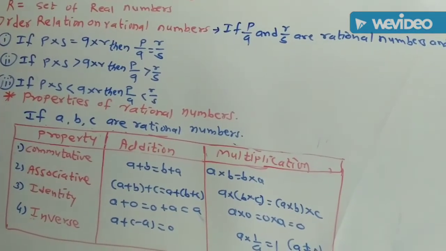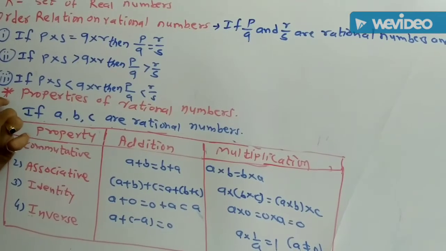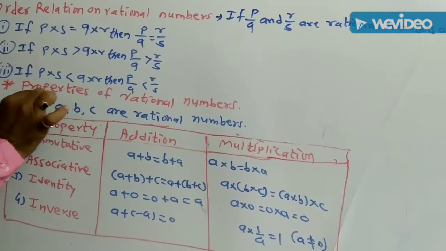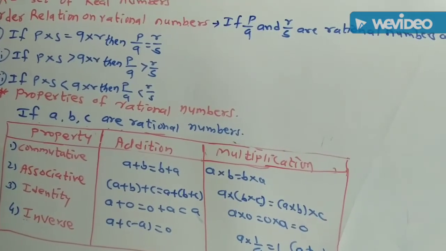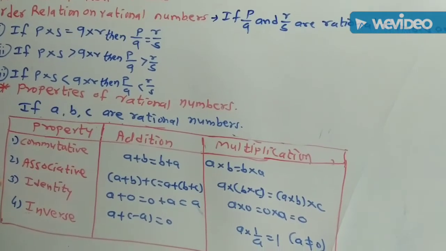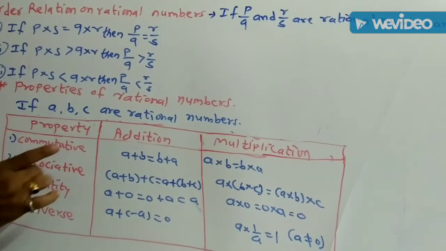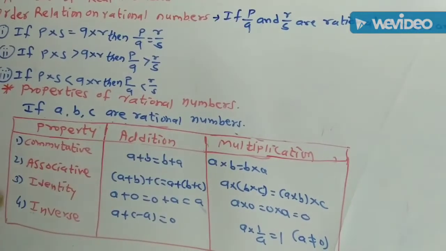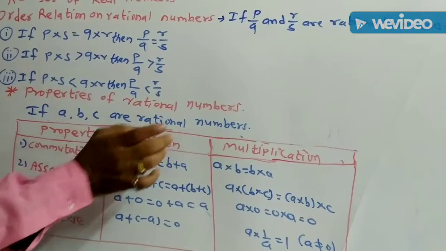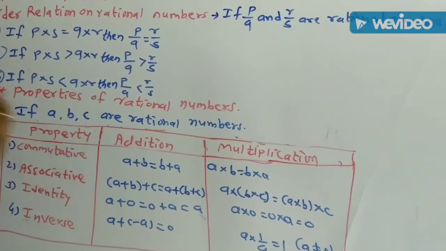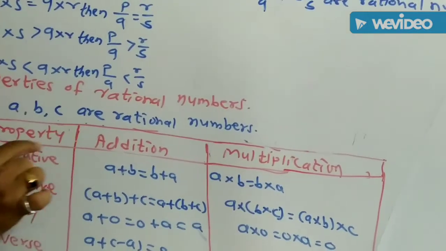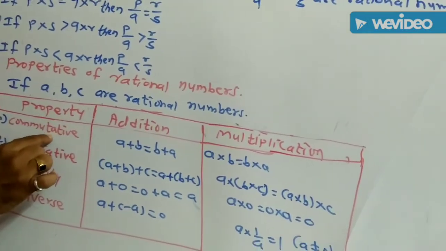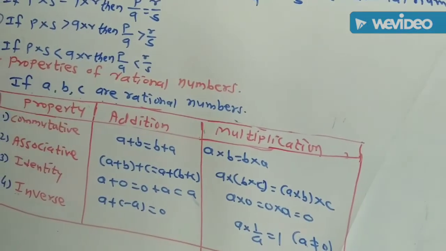These are the recall. Now the first topic of this chapter is properties of rational numbers. There are four properties: commutative, associative, identity and inverse, for the operations addition and multiplication. If A, B, C are rational numbers, there are three rational numbers we consider, A, B and C. Then the first property is commutative. It is for two rational numbers.